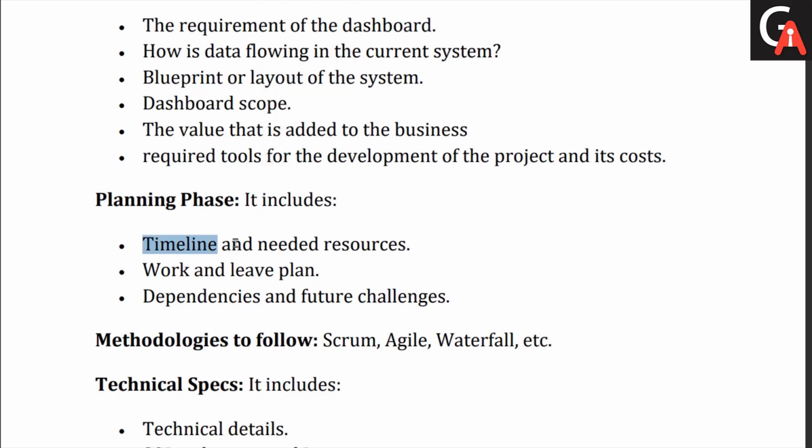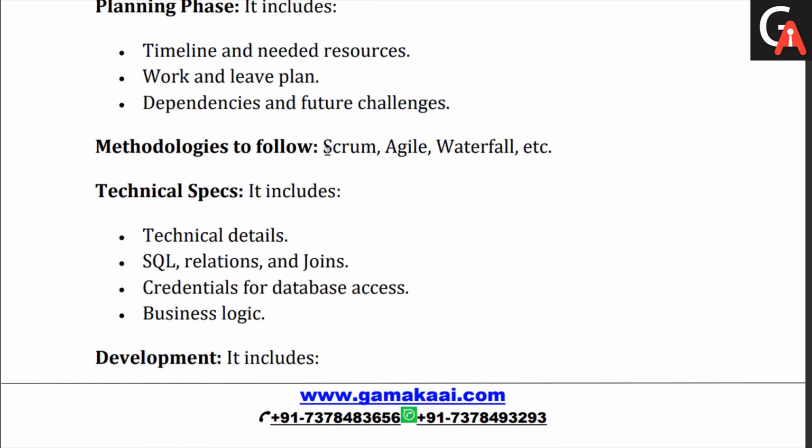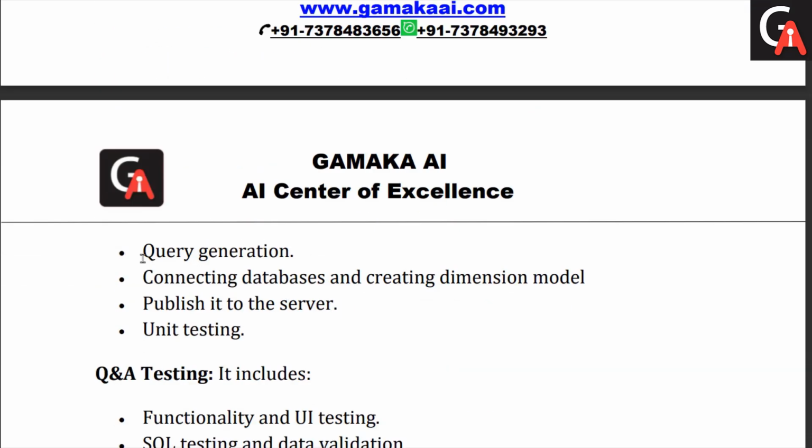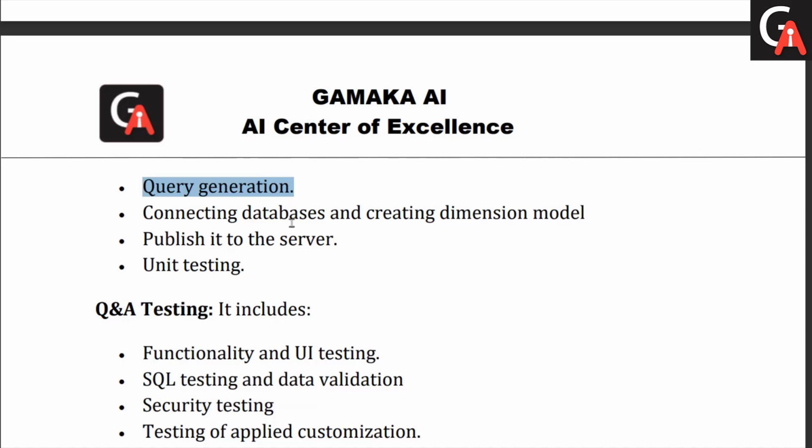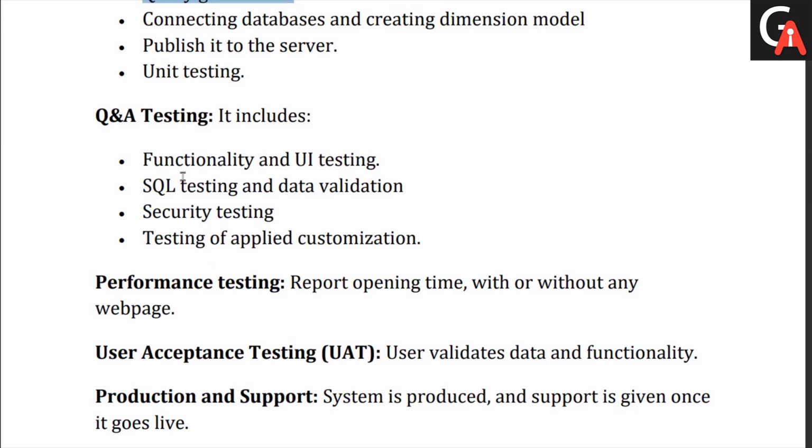Okay, the planning phase is there. It includes timeline and needed resources, work and leave plan, dependencies and future challenges. Then methodologies have to be followed, something like Scrum, Agile, Waterfall. Then technical specs include the technical details such as SQL relations and joins, credentials for database access and business logic. And development includes query generation, connecting to databases and creating a dimensional model, publishing it to the server, and unit testing. And in QA testing we have functionality and UI testing, SQL testing and data validation, security testing, and testing applied customizations.